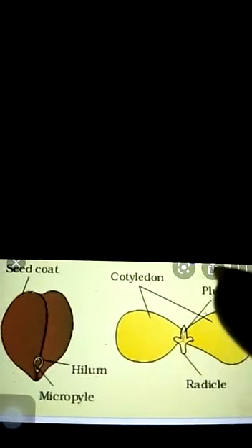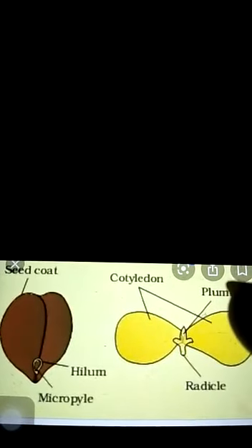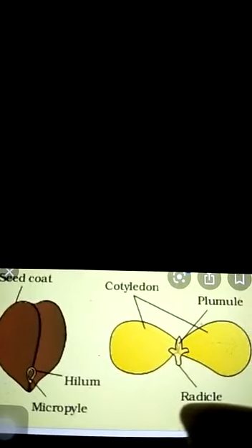Now let us see the embryo. The embryo has two cotyledons, a plumule and a radicle. The plumule develops into shoot. The radicle develops into root.